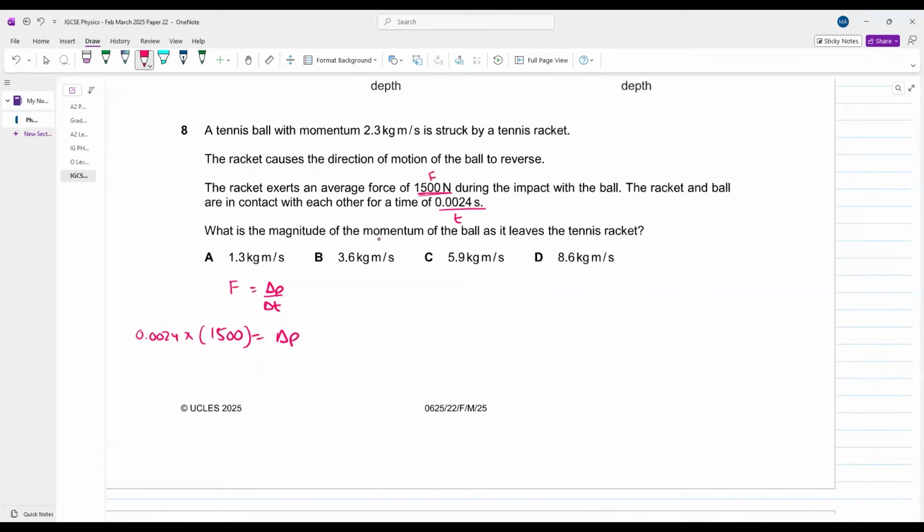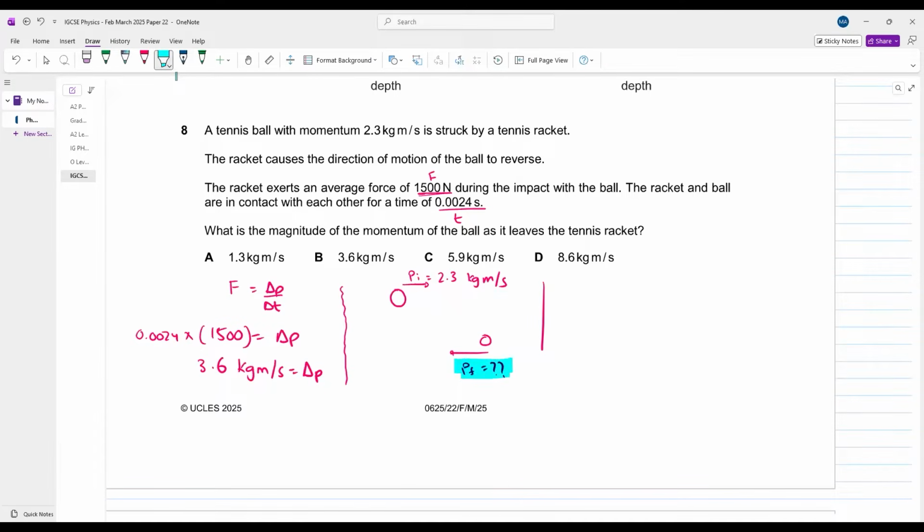Answer क्या आ जाएगी? 1500 into 0.0024. This comes out to be what? Change in momentum comes out to be what? 3.6 kg meter per second is your change in momentum. Now, let's analyze what is happening. You have a tennis ball that has an initial momentum of what? 2.3 kg meter per second. This hits a tennis racket and rebounds with a final momentum of Pf. You have to calculate this Pf.